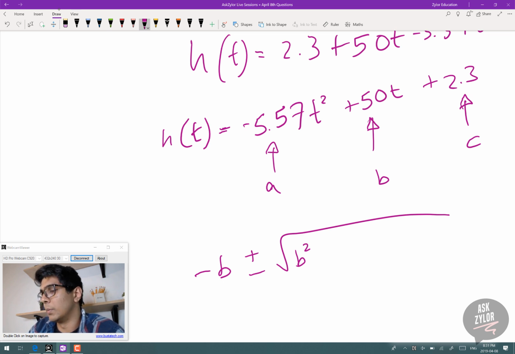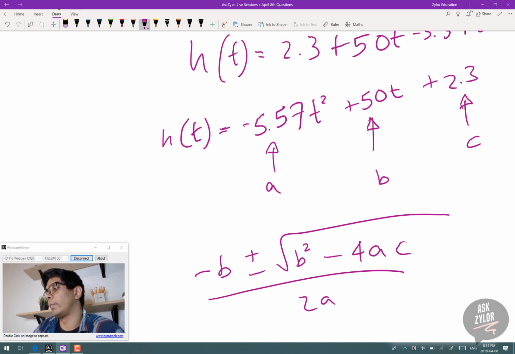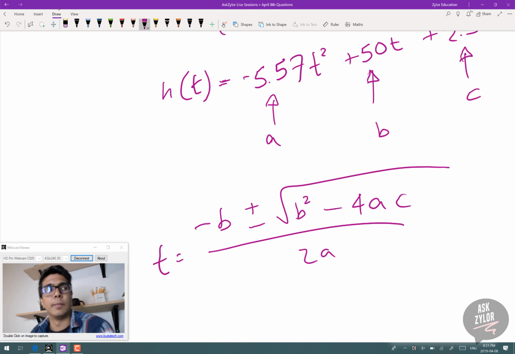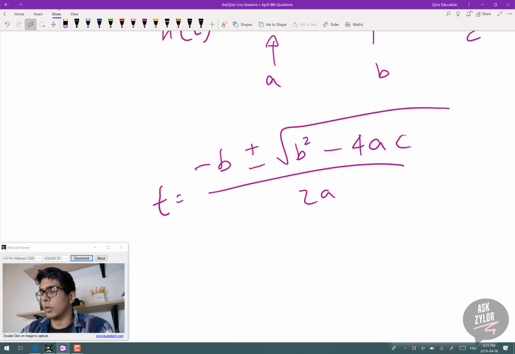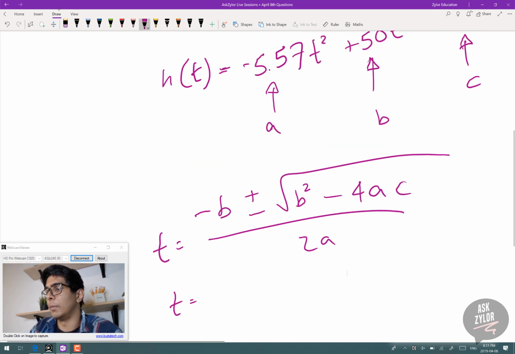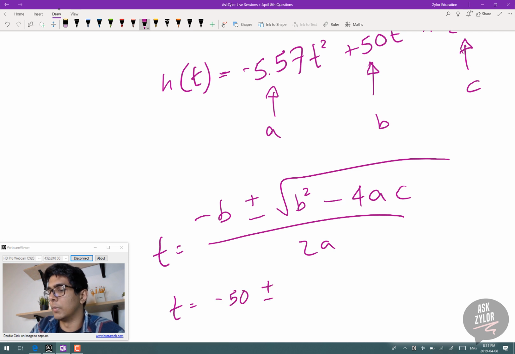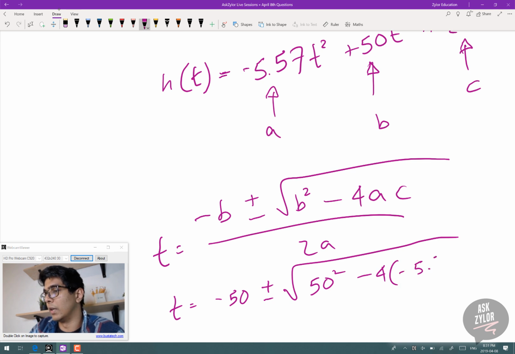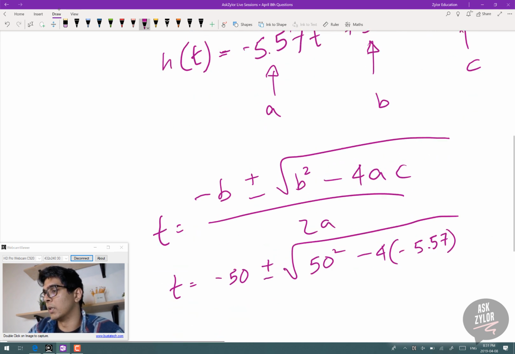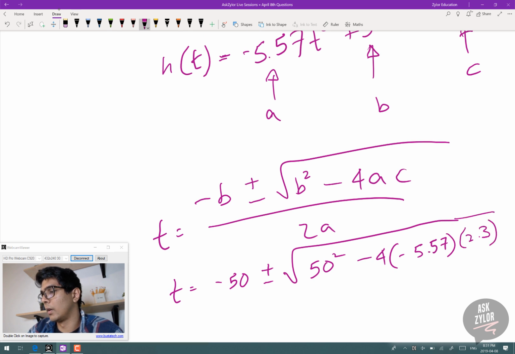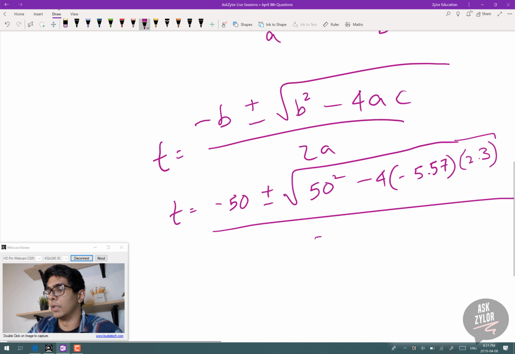So my quadratic equation is minus b plus or minus the square root of b squared minus 4ac, over 2a. That's going to give me my time. That's going to give me my x-intercepts. So I'm going to go ahead and plug in my values. My b was 50, so minus 50 plus or minus the square root of 50 squared minus 4 times a, which is negative 5.57, times c, which is plus 2.3. And all this is divided by 2 times my a value, which is negative 5.57.